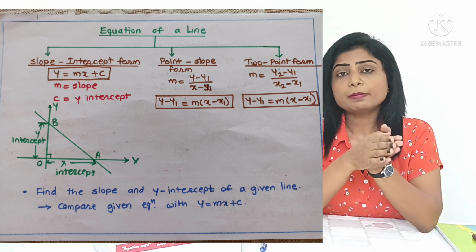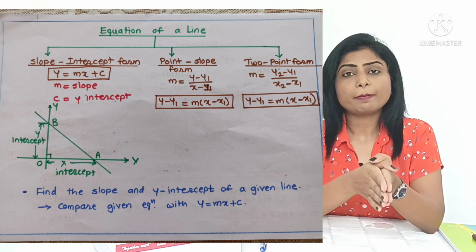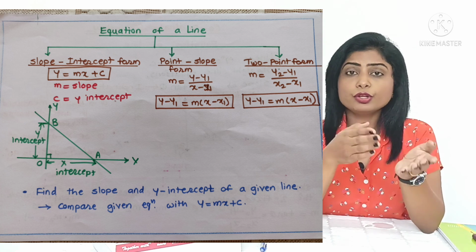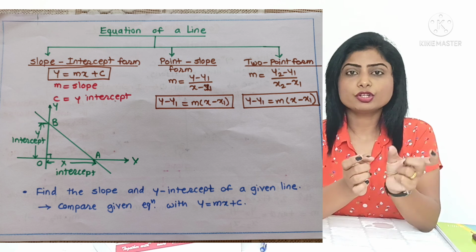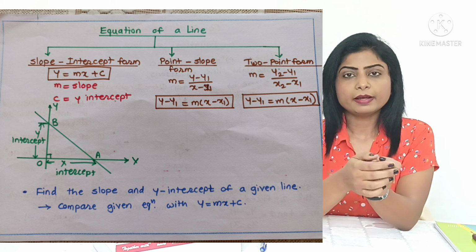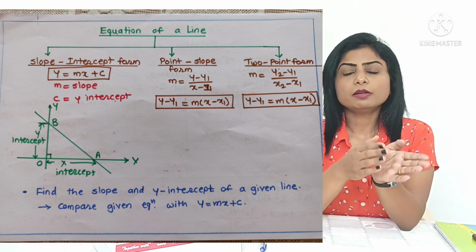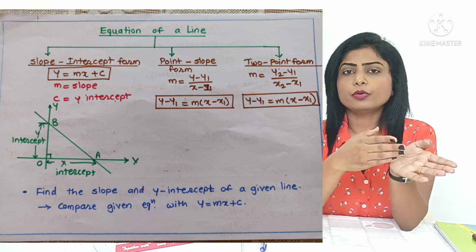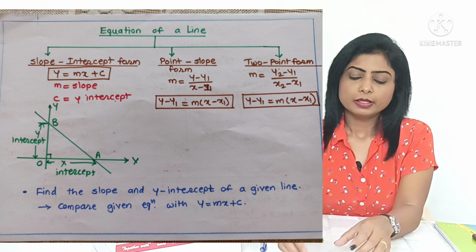Now the third or last part of this chapter is to calculate the slope and intercepts. So you will have a certain linear equation. You have to convert that equation into the form y is equal to mx plus c. You will compare these two equations, you will get m also and c also. It's again a very easy and scoreable thing.